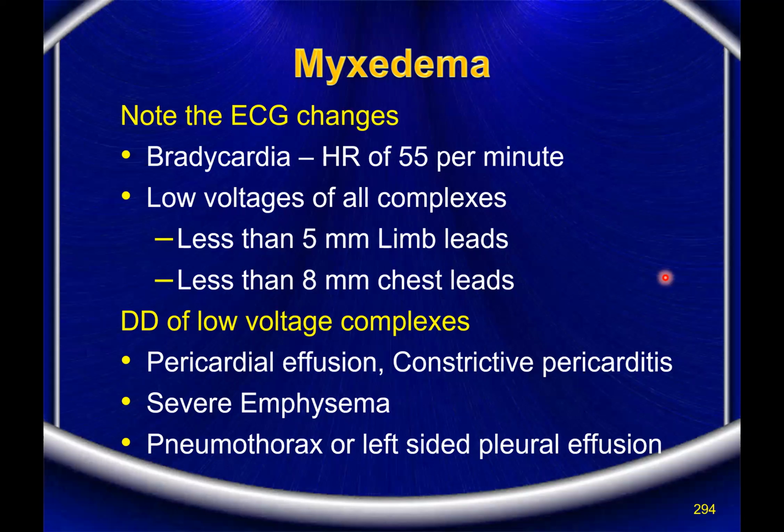What are the differential diagnoses of low voltage complexes? Pericardial effusion, constrictive pericarditis, severe emphysema, pneumothorax, or left-sided pleural effusion. In all these conditions, usually the heart rate is either normal or elevated and there is no bradycardia. Only in myxedema do you have low voltages and bradycardia.